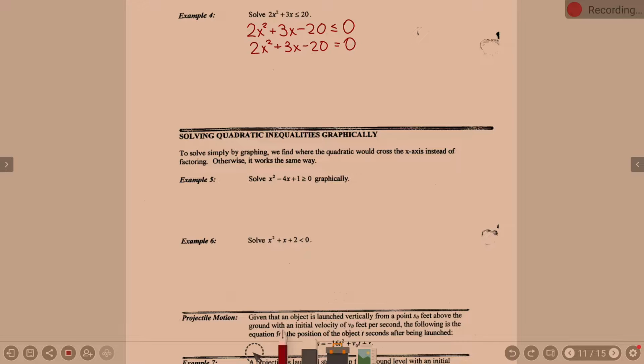Do you want to do the product of AC? Product of AC would be a valid answer. Guess and check for some people. Some of you might go quadratic formula. Product of AC is what I would suggest. So, can we review product of AC? Product of what? 2 times negative 20. So product of negative 40 and a sum of 3. What multiplies to be negative 40 and adds to be 3?